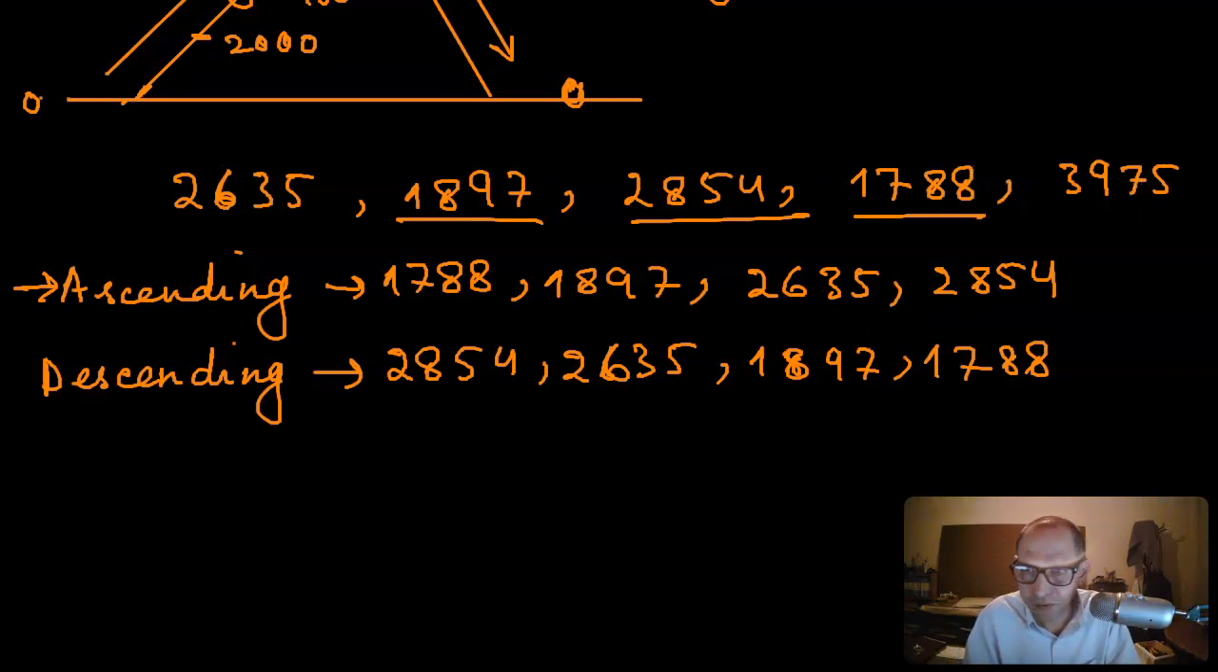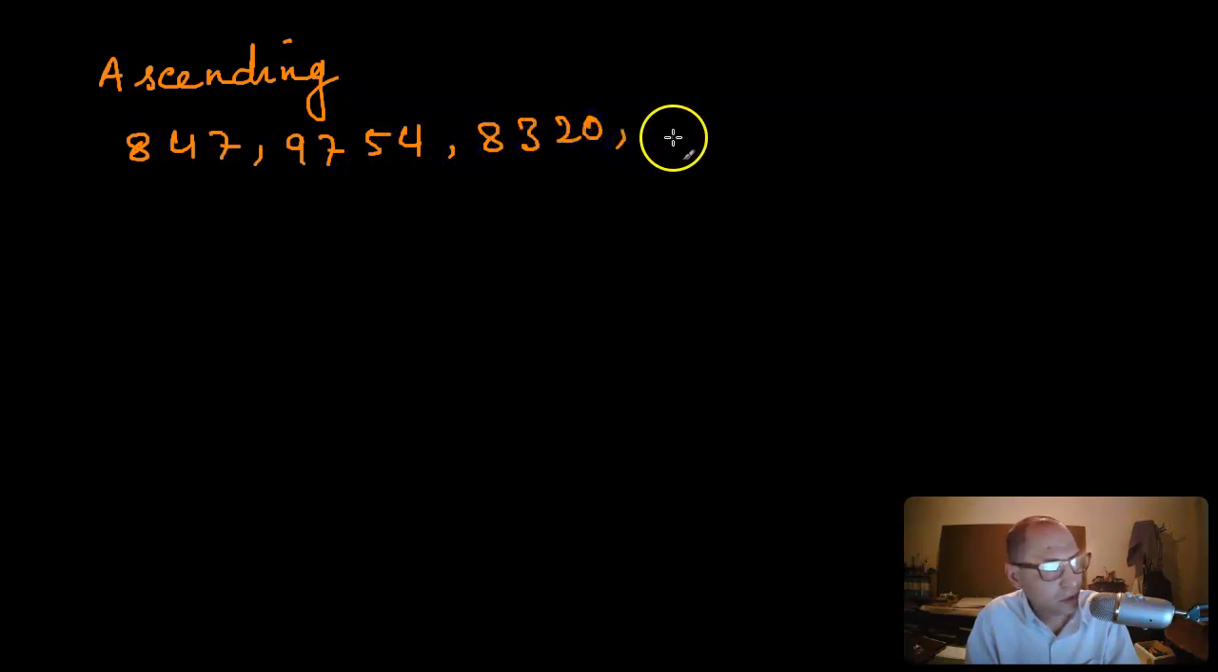Now, let's take a couple of examples here. Let's say you have a list of numbers and you want to arrange these numbers in ascending order. So you have 847, 9,754, 8,320, and 571, right? You want to write this list in ascending order, meaning starting from the smallest number, so we need to find the smallest number.